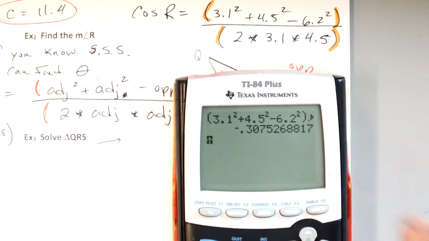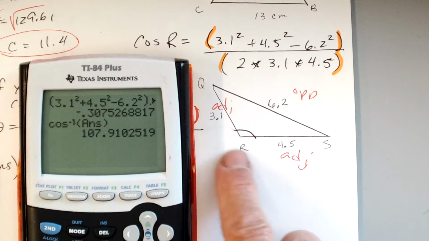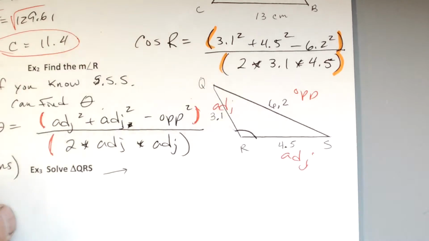So cosine inverse of that answer, okay? And I like the answer button because I don't have to retype that button. And I get an answer of 107.9. Does that answer make sense? Yeah, that could be 107.9 degrees. Right, everybody agree with that?